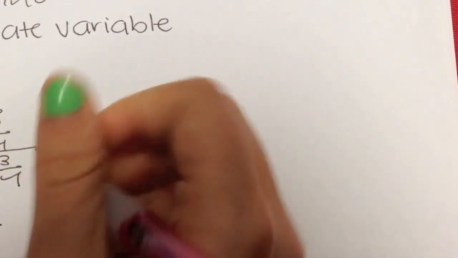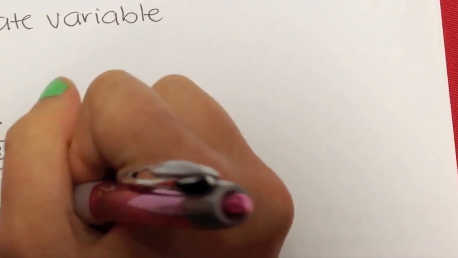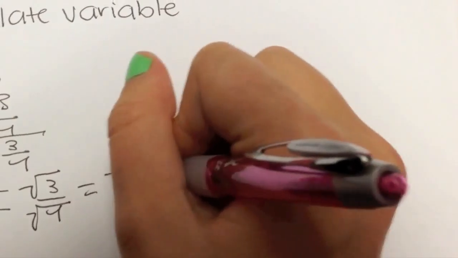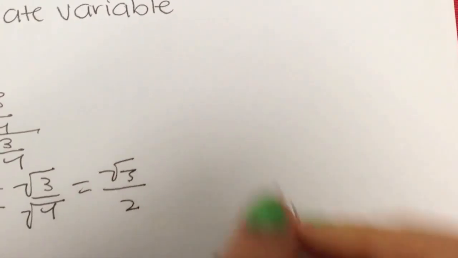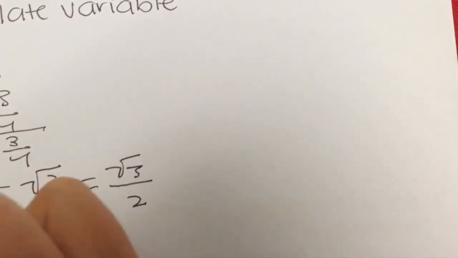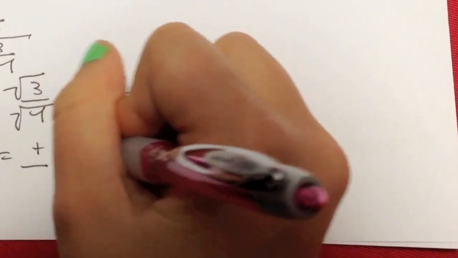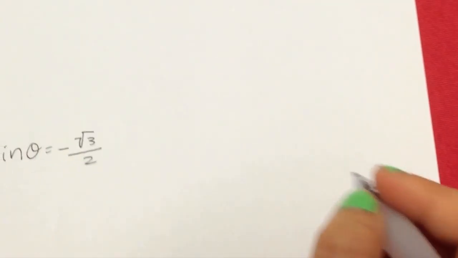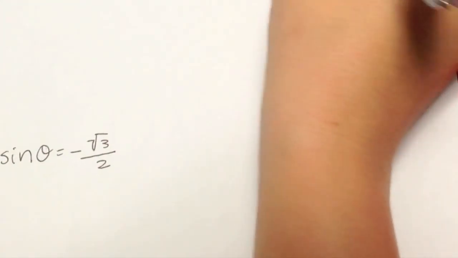Now you have to find the square root of both sides. Sine theta is equal to positive or negative square root of 3 over square root of 4, which is also equal to square root of 3 over 2. So sine theta is equal to positive or negative square root of 3 over 2. Consider solving two cases to find theta when theta is between 0 and 2 pi.